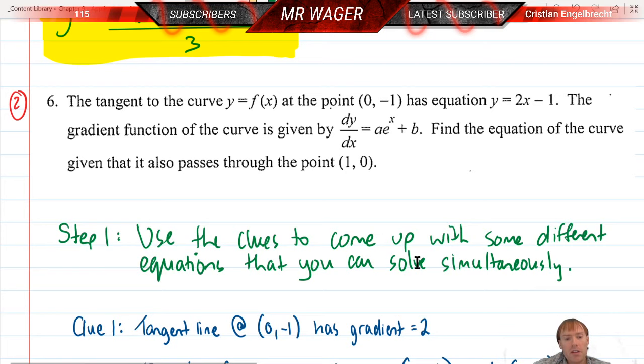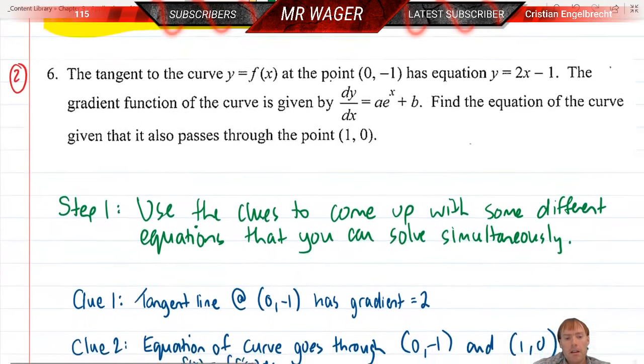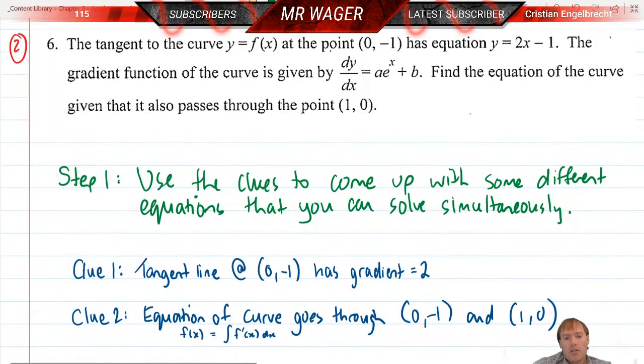We're going to have to come up with an equation from that clue. The second clue is to do with how the original equation goes through 2 coordinates. It has this coordinate here where the tangent equation hits it, and it also passes through this coordinate here, 1, 0. So that's the 2 clues we have for this question. We also get given that the gradient function has this as its starting point, so we're going to use that to help us with clue number 2.